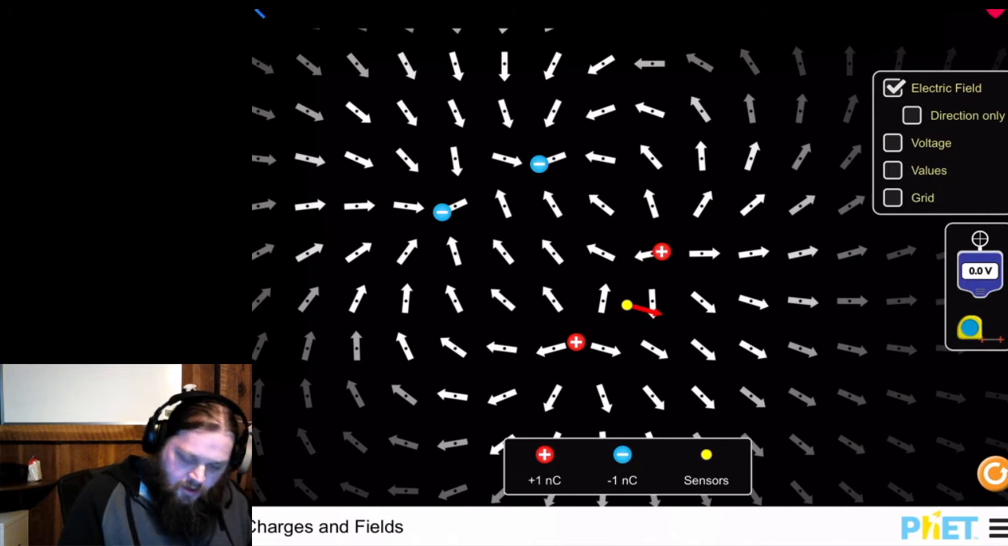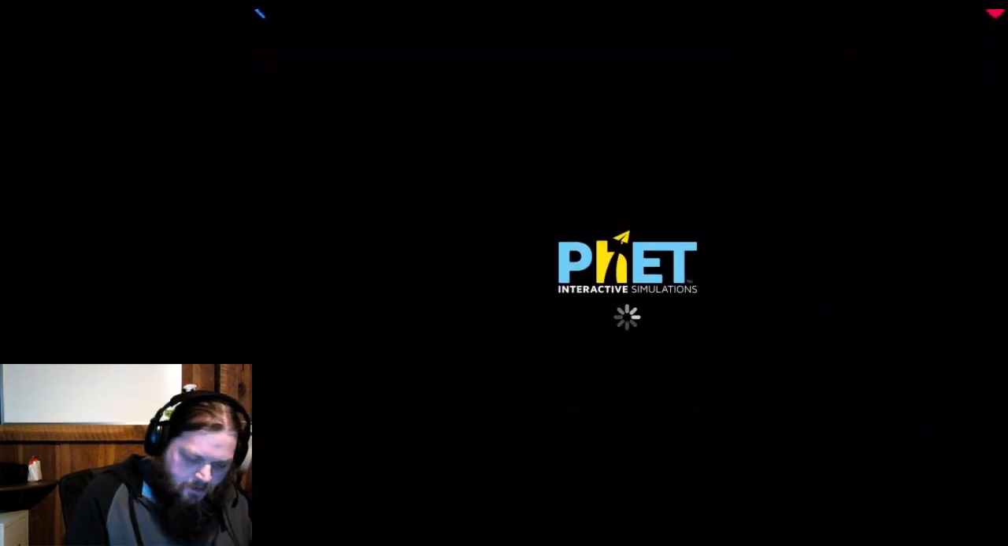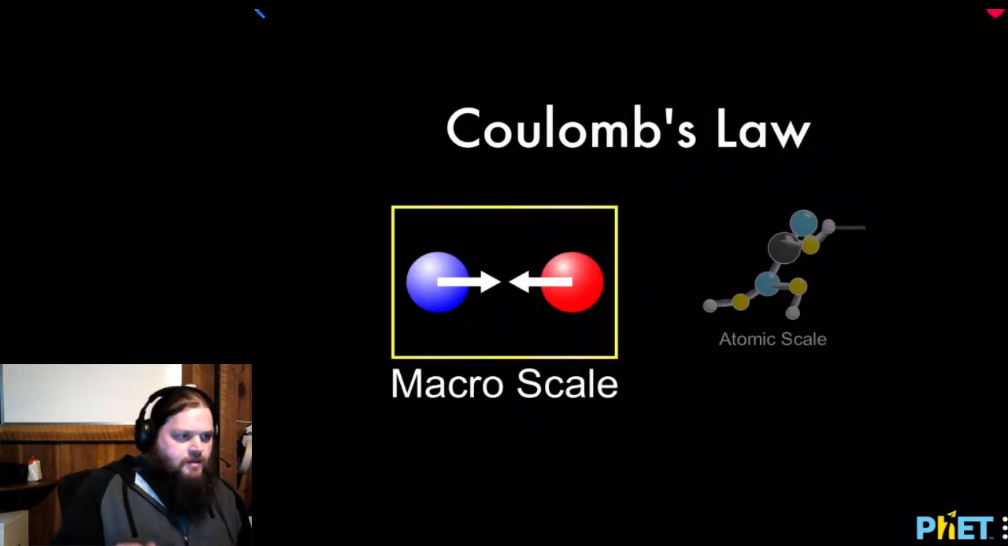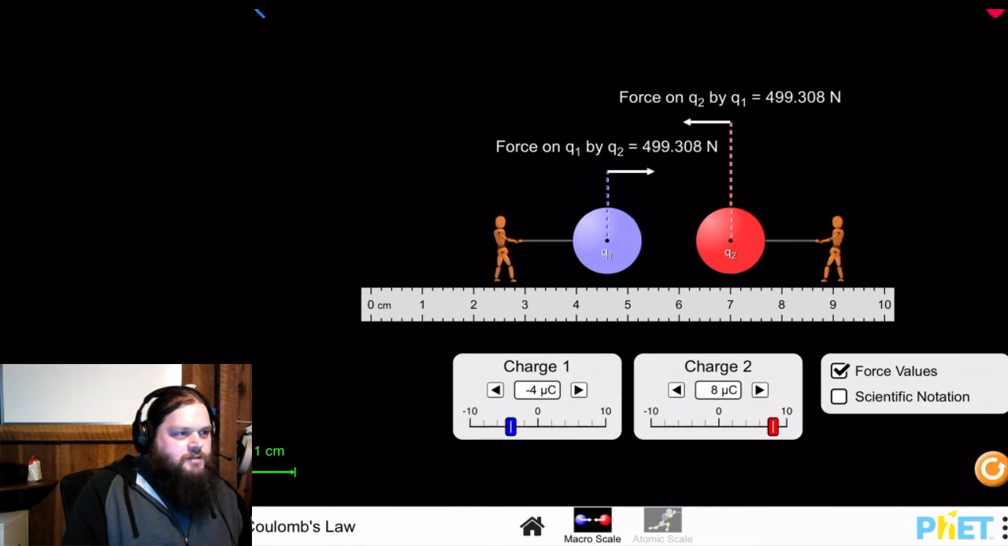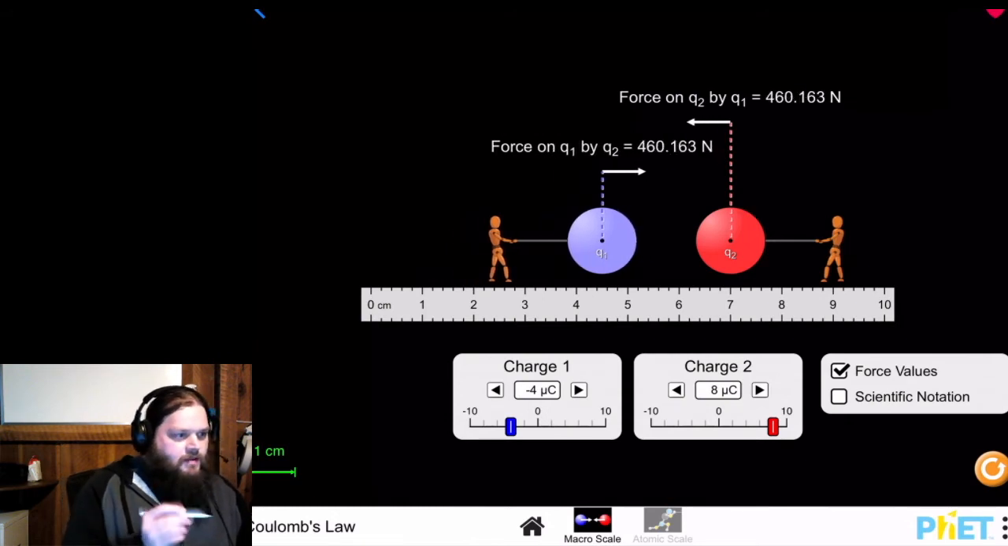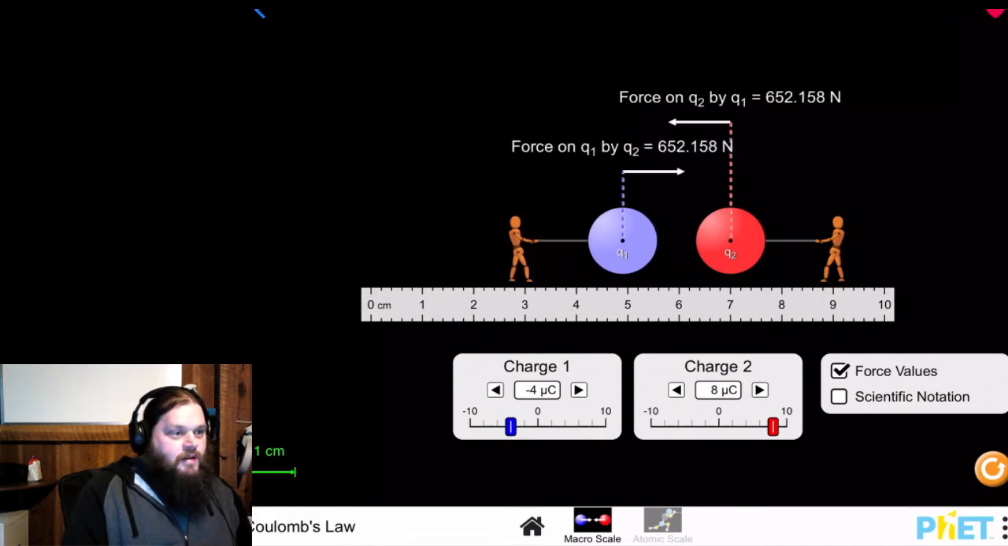They also have one on forces. If I can find it, there it is. And we can look at it at the macro scale. Basically, there are two different charged particles. You see that the blue one there has a negative charge. The red one has a positive charge. And when we move them closer together, their force vectors show, and it'll actually calculate the force between those two.